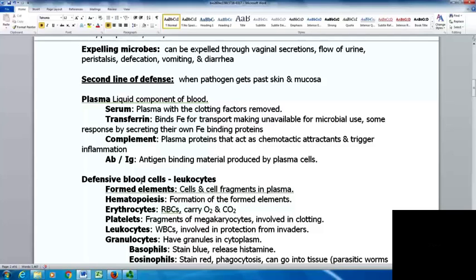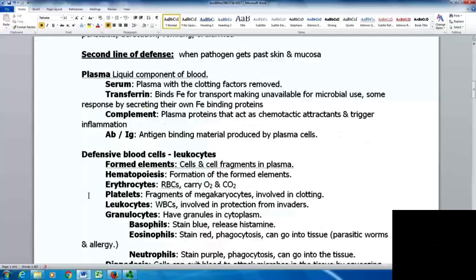Complement is going to be a series of plasma proteins that act as chemotactic attractants and will trigger inflammation. And then your antibodies or immunoglobulins are going to be antigen-binding materials that are produced by the plasma cells. So some of our defensive blood cells, or leukocytes, is what we'll look at next.